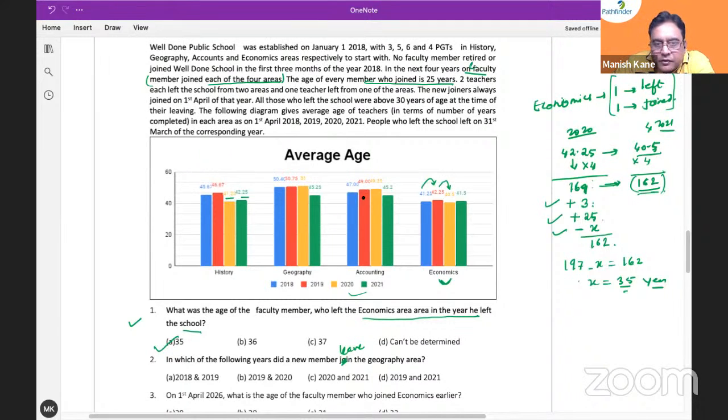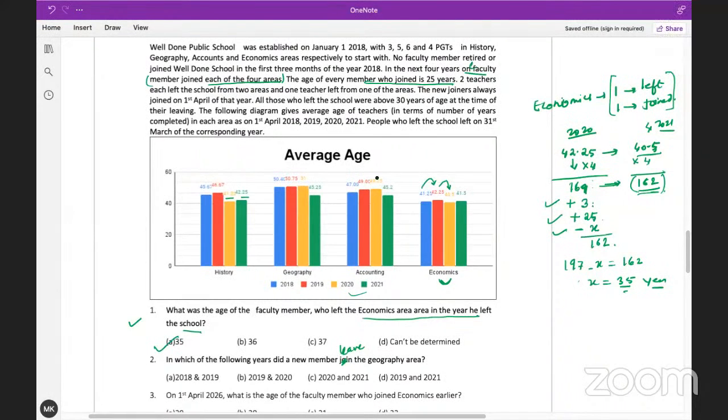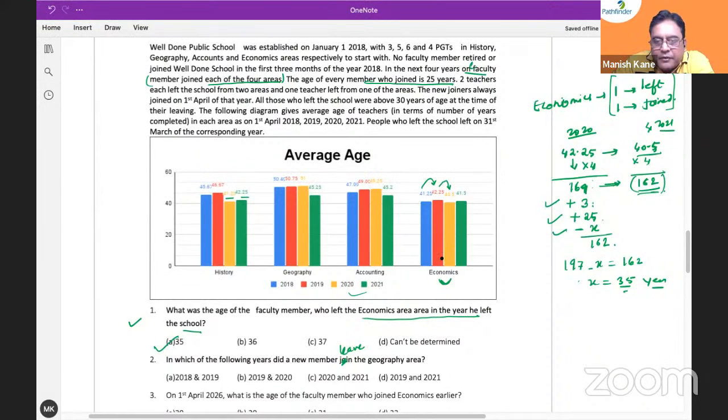So 47 to 49, 49 to 49.2. So I can see that the decrease is twice. So one of these 3 areas definitely did not happen in economics. In economics, only one person left and one person joined. But out of these 3, history, geography, and accounting, there are 2 areas from which 2 teachers left in each of the areas. Does that clear the doubt, Anushka?